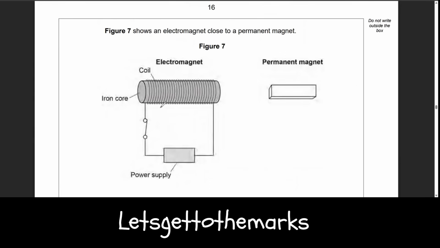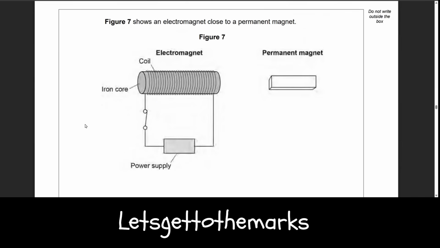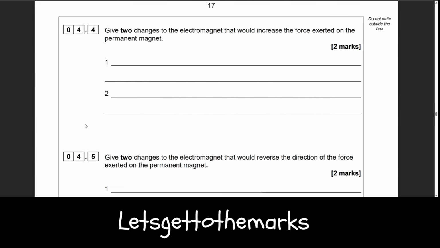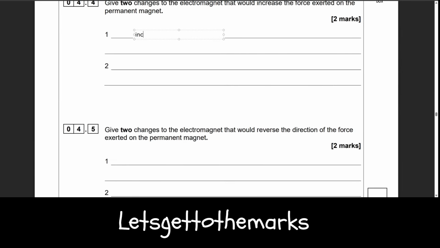Okay, the two things you could change: you could increase the turns in the coil. Now, if you say increase the number of coils, they might be generous, but this whole thing is called a coil. We call these spins of wire turns. So you should really say increase the number of turns of wire. And then, of course, we can do something to the power supply, which is increase the voltage or increase the current on the power supply. Okay, so we're going to put those as our two answers. So increase the number of turns in the coil, increase the current or voltage in the power supply.